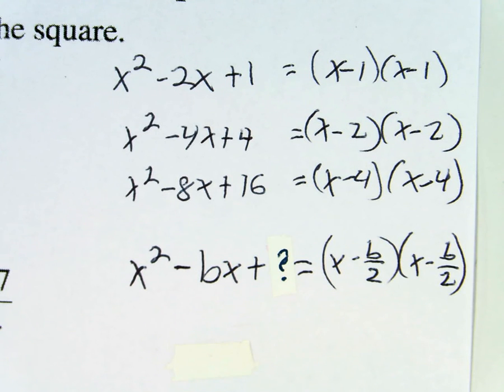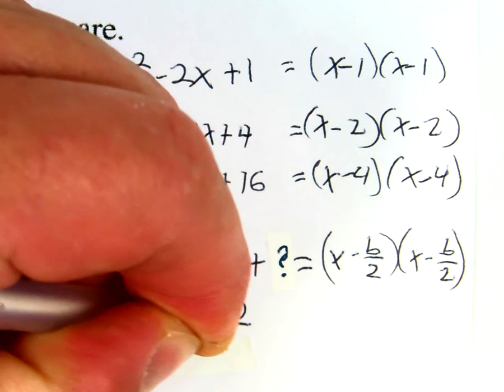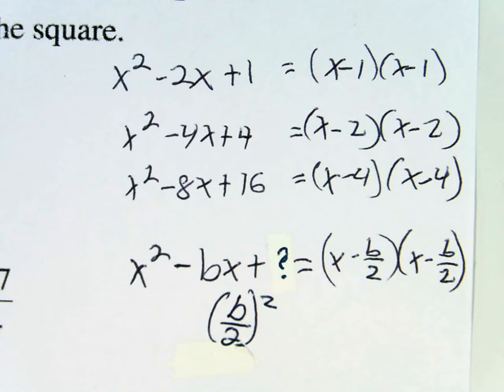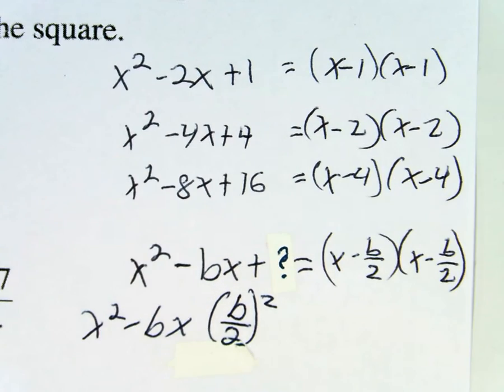So when you look at x squared minus bx plus something, and you want it to equal x minus b squared, that value needs to be half the middle term squared. That's the value we want to add to both sides in order for this to work.